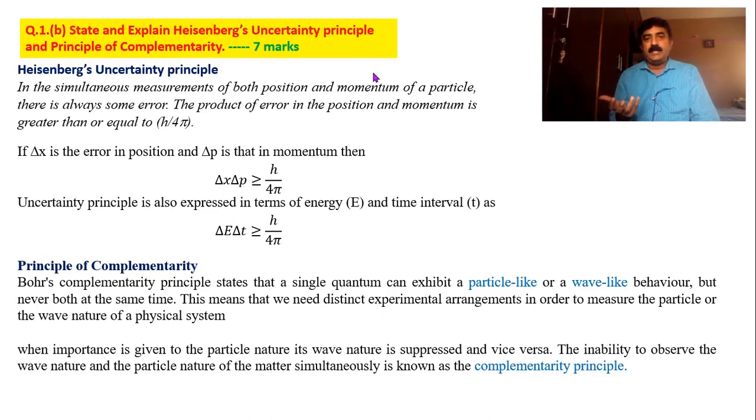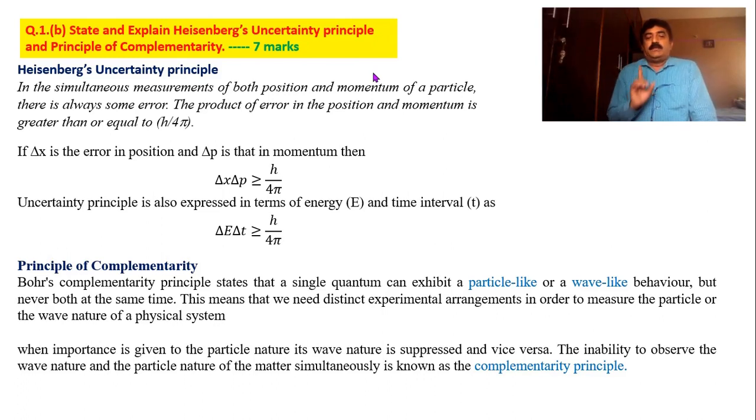A quantum particle can be an atom, electron, proton, neutron, molecule, or ion. Any smaller dimension objects are quantum particles only. It can exhibit either particle behavior or wave behavior at a time. At a time you cannot have both of them. So particle behavior or wave behavior is exhibited by the quantum nature, quantum setup.